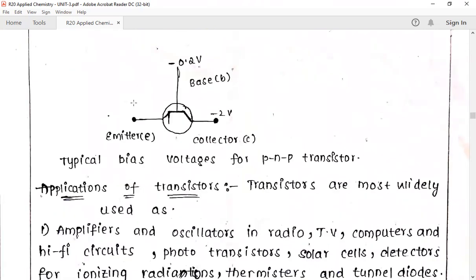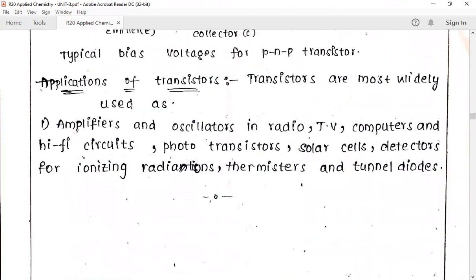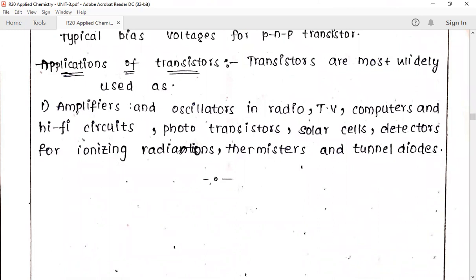Coming to the applications of the transistor, transistors are most widely used as amplifiers and as oscillators in radios, televisions, computers, and hi-fi circuits. They are also used in phototransistors, solar cells, detectors for ionizing radiations, thermistors, and tunnel diodes. So these are the applications of the junction transistor or semiconducting devices.